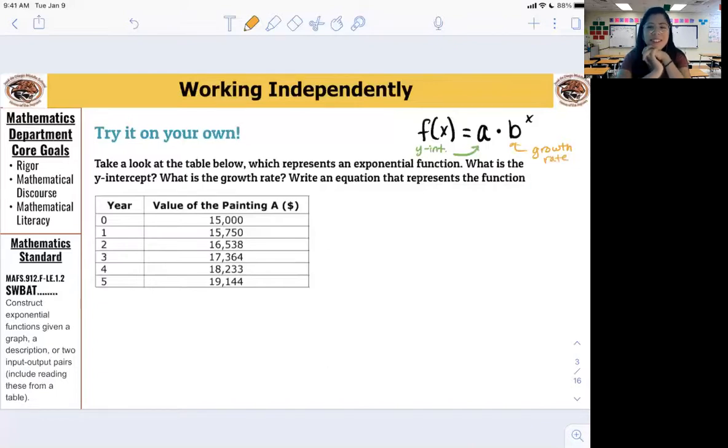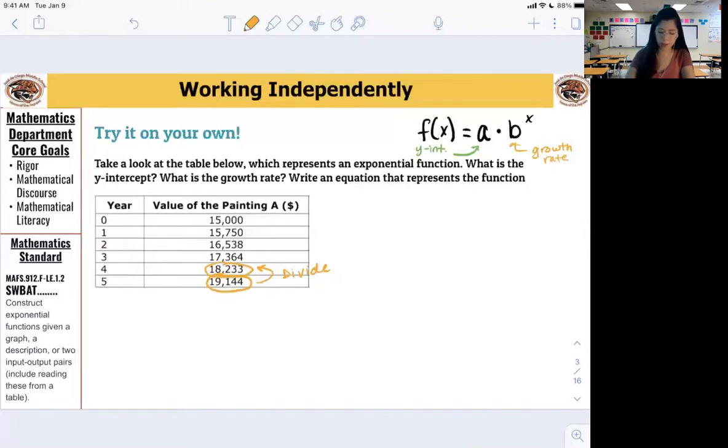It's okay, Shara, you're good. Let's go ahead actually now and let's look at it together. So growth rate, I'm dividing from bottom to top. So what do you get when you divide 19,144 divided by 18,233? 1.04. Are there more decimals? Yeah, no, 1.04. That's why I rounded it up to 1.05.